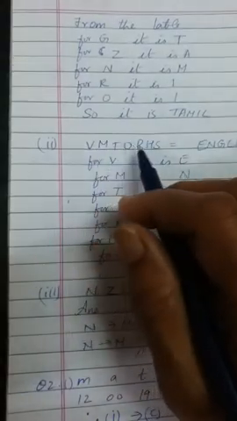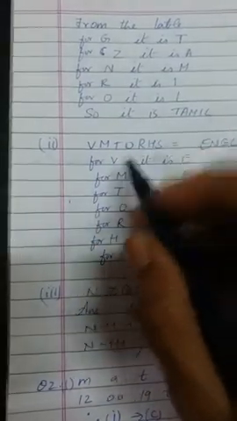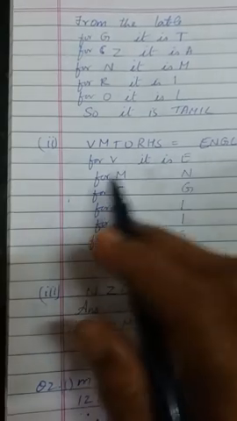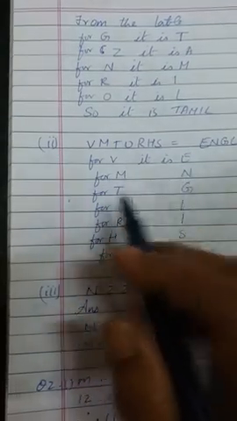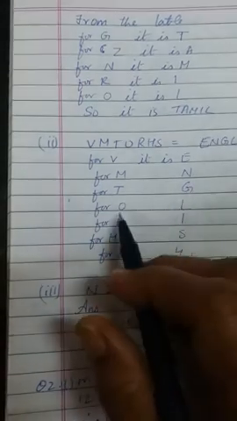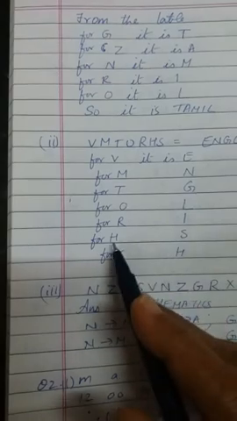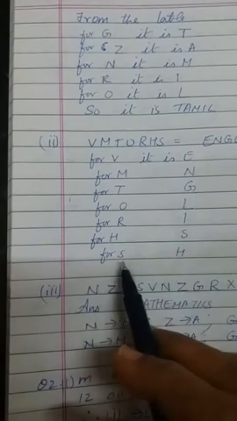Next one what you have is VMTORHS. So you see the table again. For V, you will get it as E. For M, you will get it as N. For T, you will get it as G. For O, you will get it as L. For R, you will get it as I. For H, you will get it as S. For S, you will get it as H.